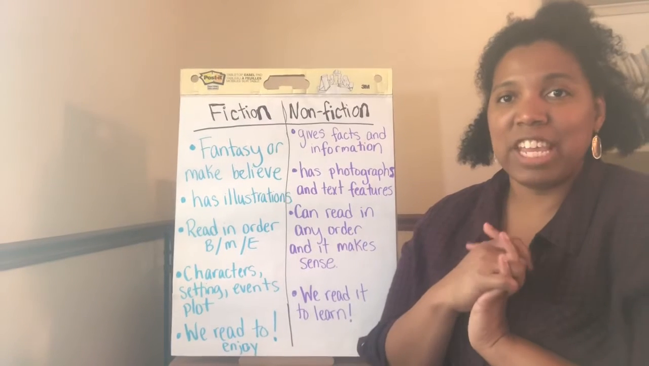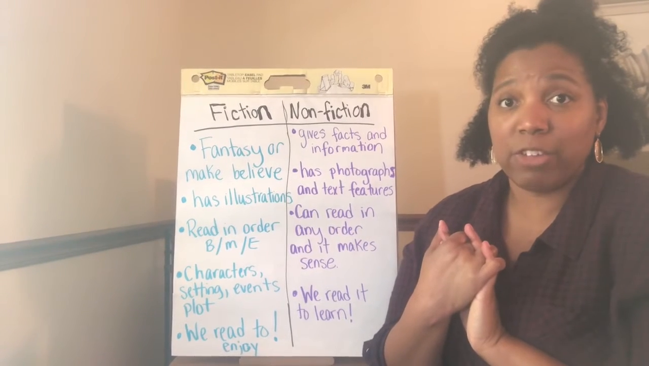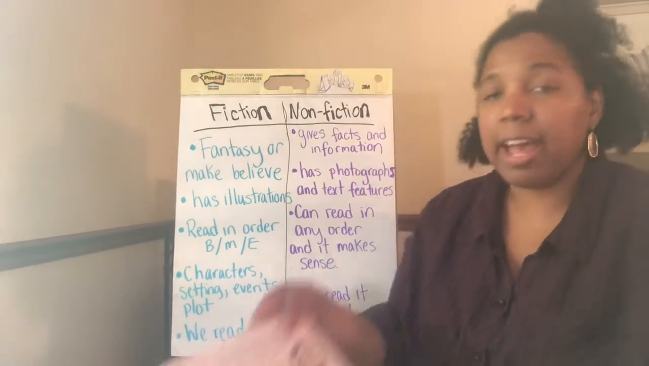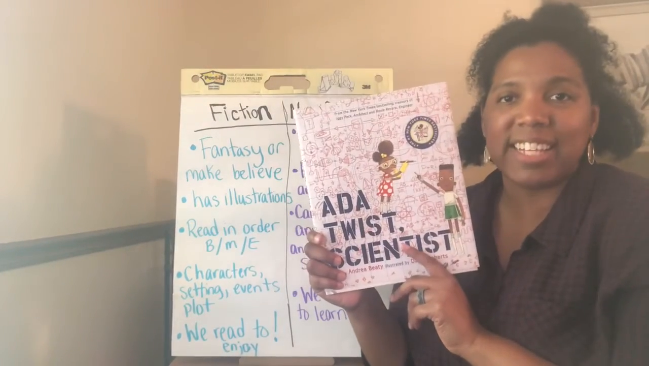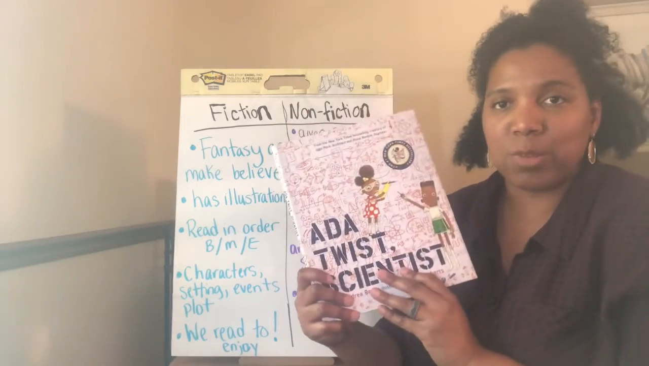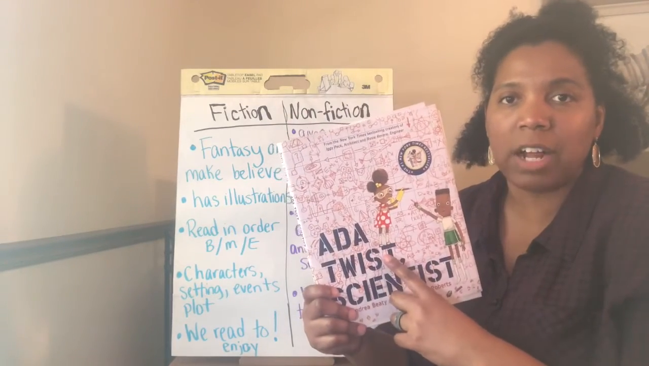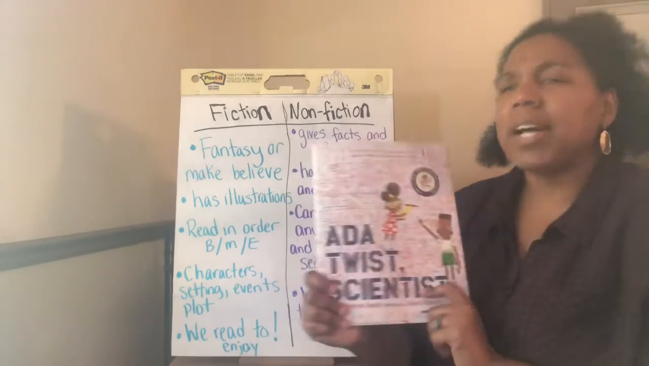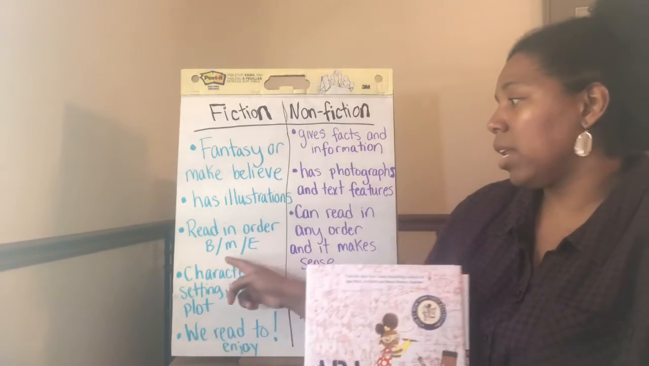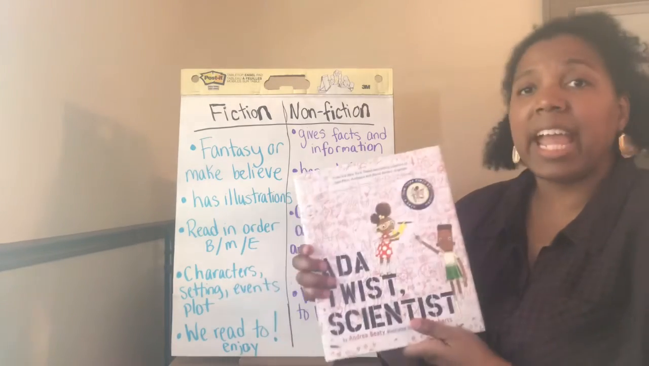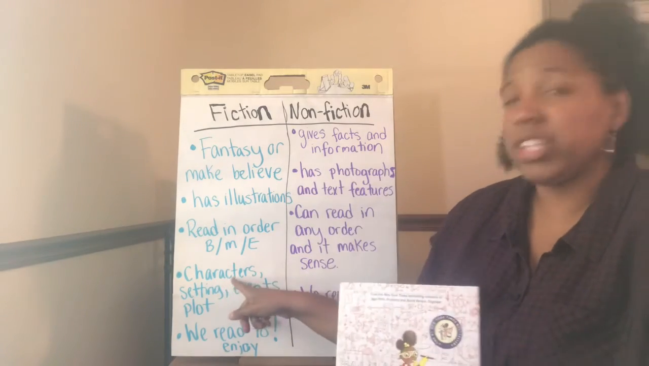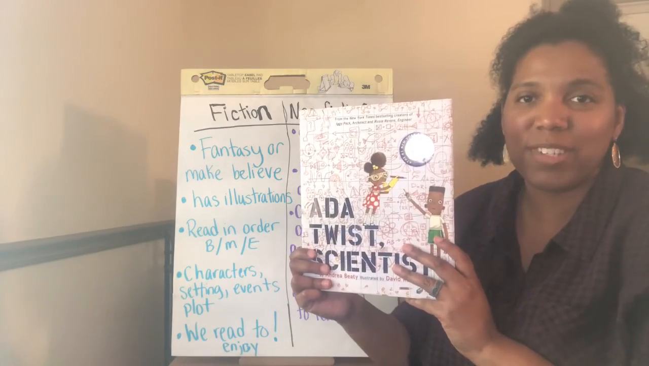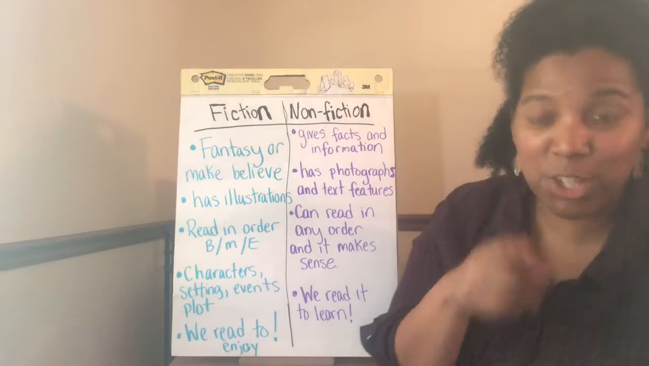I have here some books that we have read together this school year. I first have Ada Twist, Scientist. This is a rhyming story about a little girl named Ada, and she did all kinds of experiments and always asked why. Ada Twist, Scientist has a beginning, middle, and end. And Ada is not a factual person, she's a character. So this would be an example of a fiction text, right, boys and girls? Good thinking. Make sure you're paying attention.